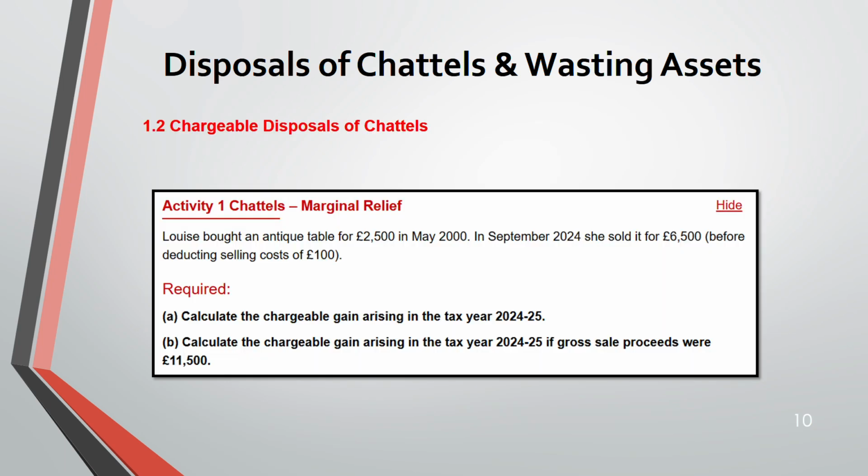Now, activity 1. A, you have to calculate chargeable gain. B, you have to calculate chargeable gain if your sale proceed were 11,500. Here, the cost was 2,500. Then she sold it for 6,500. You can clearly see cost is less than 6,000, selling is more than 6,000. But the 6,500 is before deducting the selling cost of 100. Now, let us do activity 1.